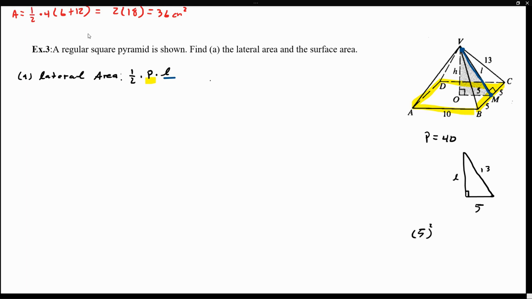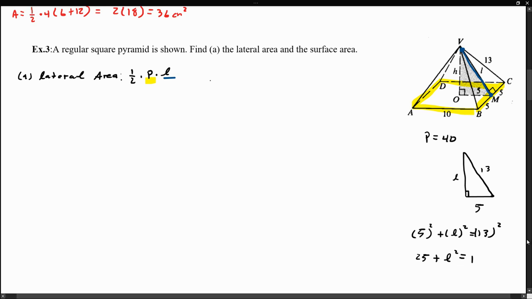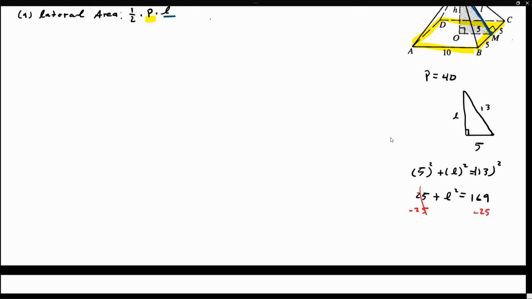So 5 squared plus L squared is equal to 13 squared. Now it's just a matter of finding the value of L. So this becomes 25 plus L squared equals 169. All we're doing now is solving for L. So let's take away 25. Now that way, we have that L squared is equivalent to 144.